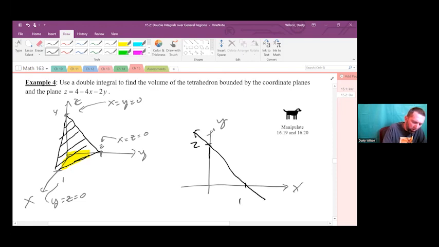And so our region is this triangle in the first quadrant. This would be the volume of the tetrahedron bounded by the coordinate planes. That would be the xy plane, the xz plane, the yz plane, and the given plane z equals 4 minus 4x minus 2y. So here's our triangular region.